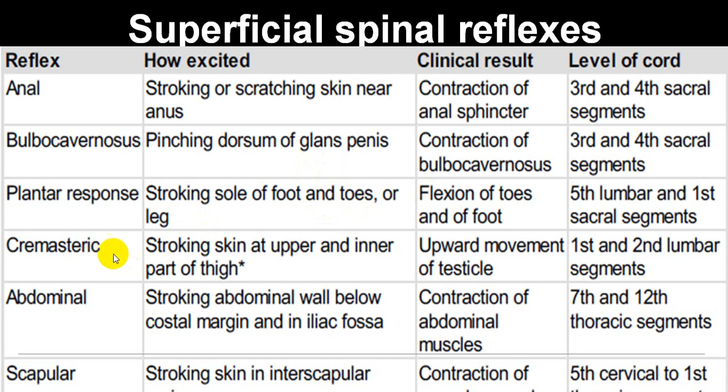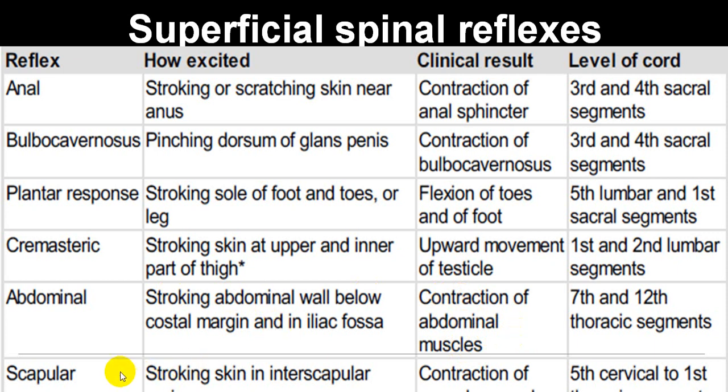In cremastic reflex, we stroke the skin in the upper and inner part of the thigh, and the response is upward movement of the testis because of the contraction of the cremastic muscle, and the root value is L1 L2. Abdominal reflex segment is right from T8 to T12, and it is stroking the abdominal wall from lateral to medial, in different directions, and you get a contraction of abdominal muscle, which you can observe by movement of the umbilicus.